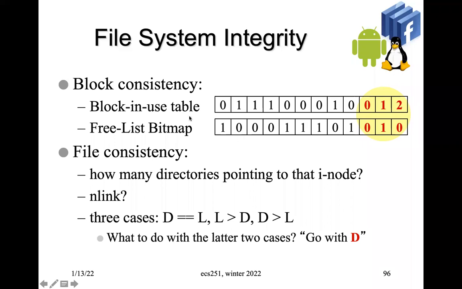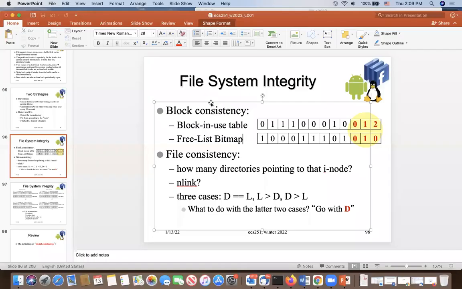So we're going to have two tables. The second table, we already know, is called the free list bitmap. Now I'm going to talk about the first table, which I call the block in use table. Can some of you guess how I construct this table? Using the n links. How do I use n links?